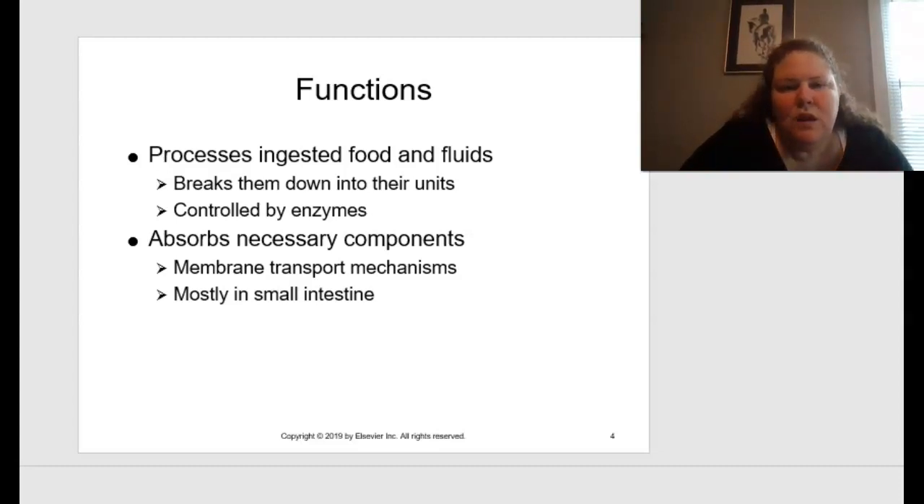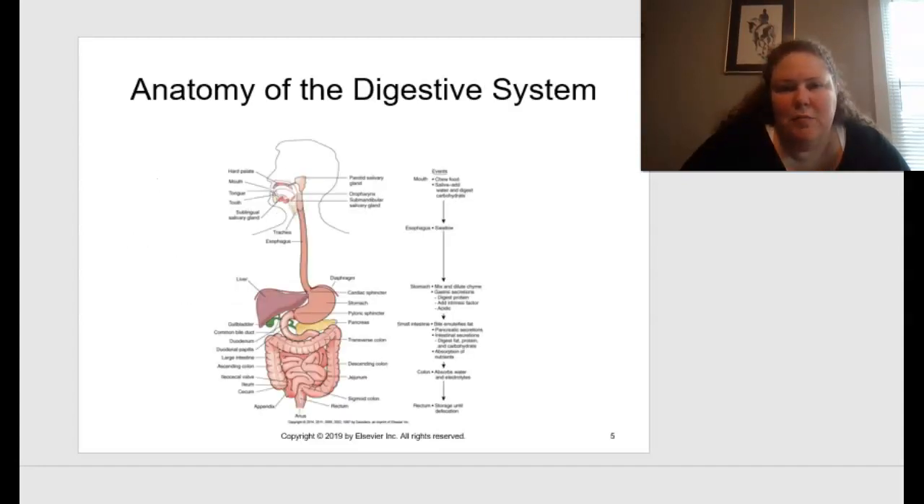And also, the main function of digestion is that we're going to absorb the necessary components that our body needs. And these are going to help to facilitate membrane transport mechanisms. And most of the digestion is actually going to be occurring in the small intestine.